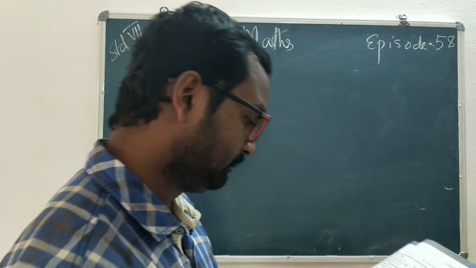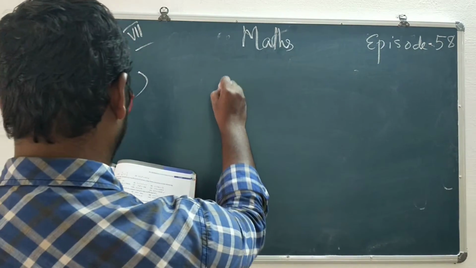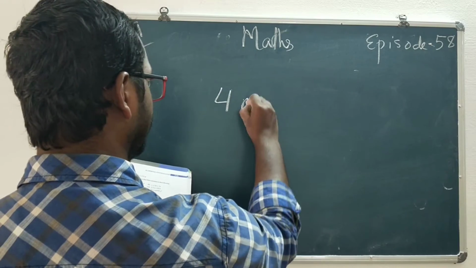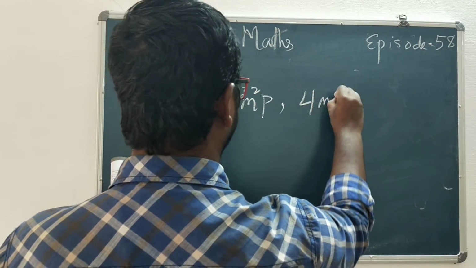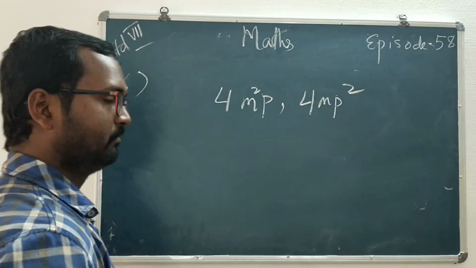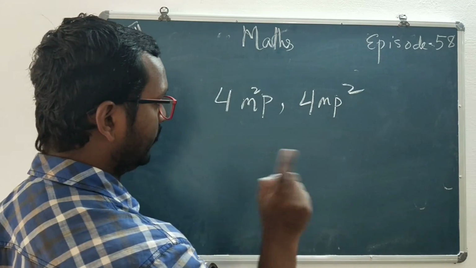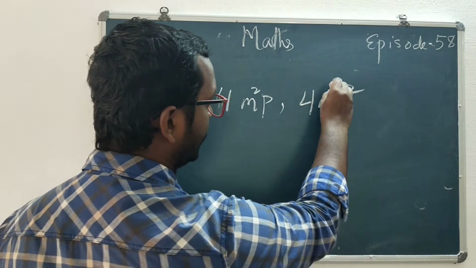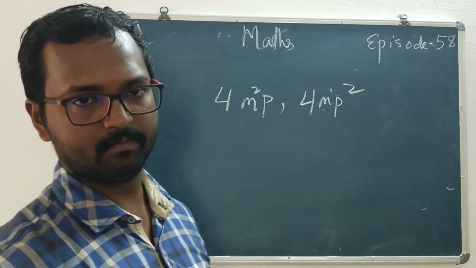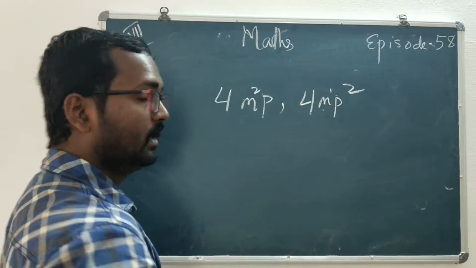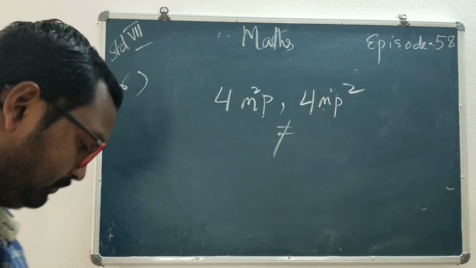Now look at this one, the fifth one. 4 m square p and 4 mp square. See, the variable is mp, but now look at the power. Here the power of m is 1, here the power of m is 2. So is it the same? Is it like terms? No, it's not like terms. These are unlike terms. Okay, these are unlike terms.